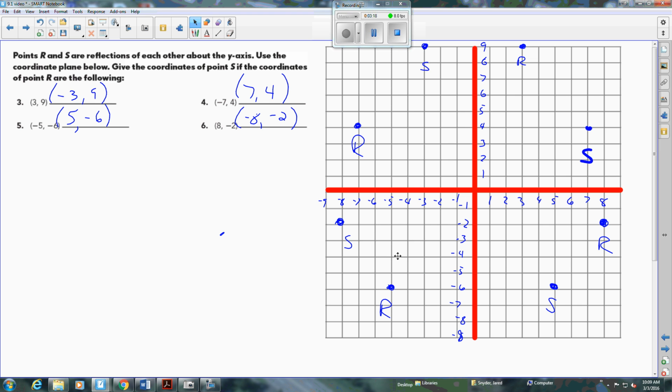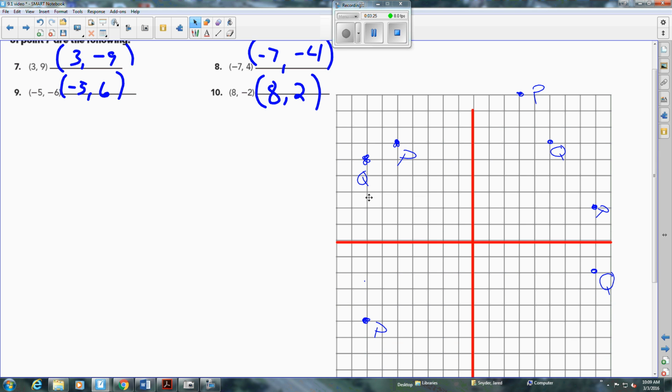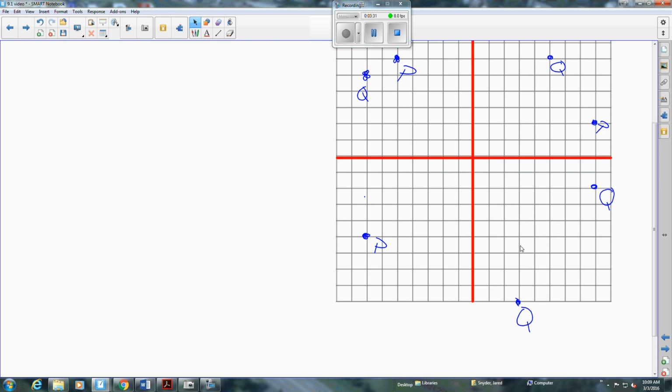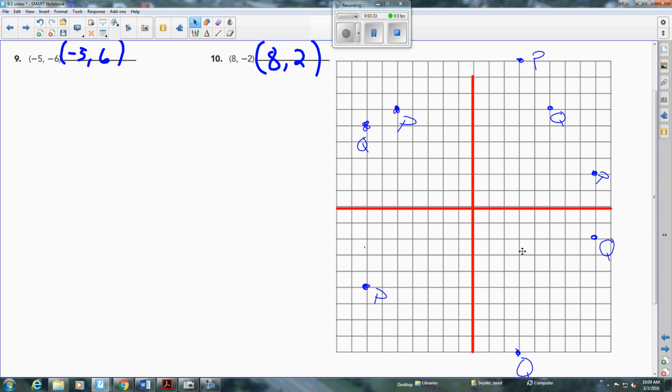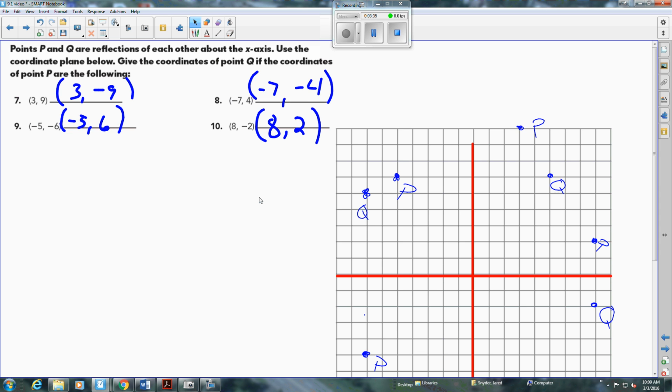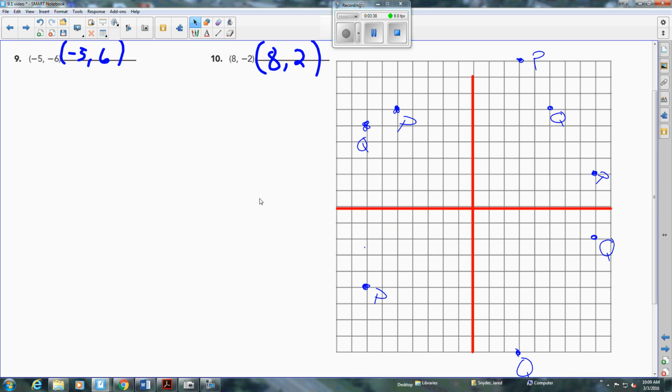Same with these two. All right, moving forward to the next one. Same idea here. I plotted them out for you. We're reflecting over the x-axis, so it's going to look a little different, but these will be your answers. And you should be able to check that.